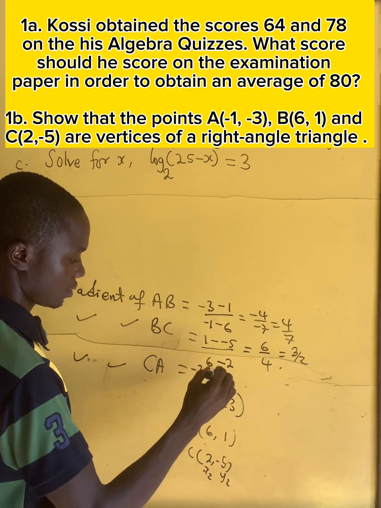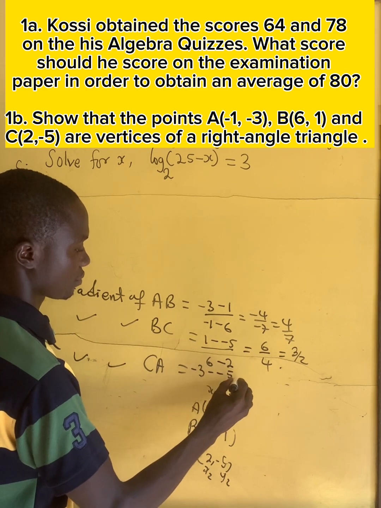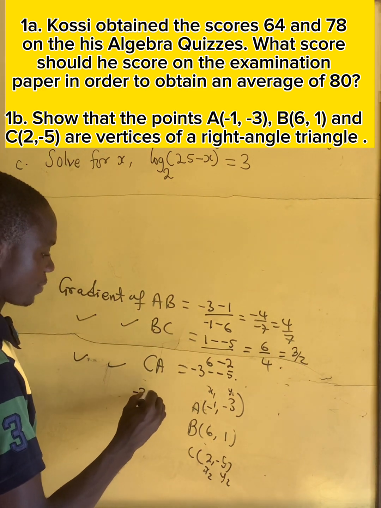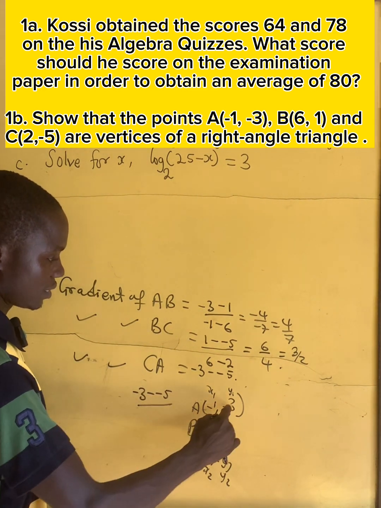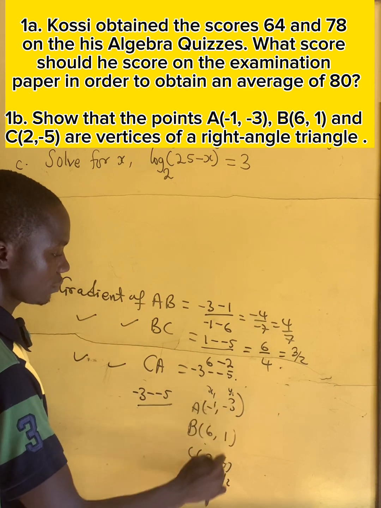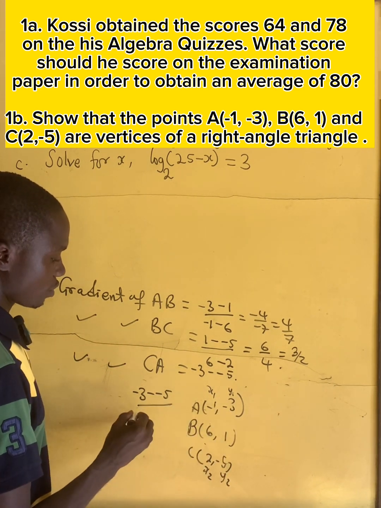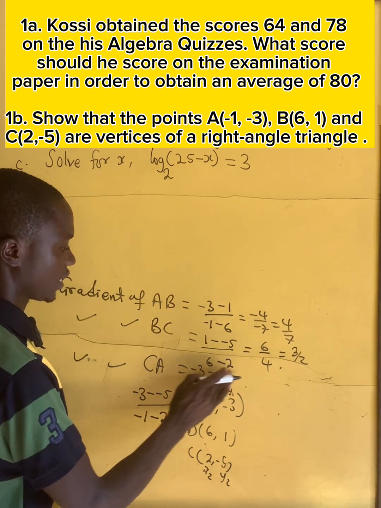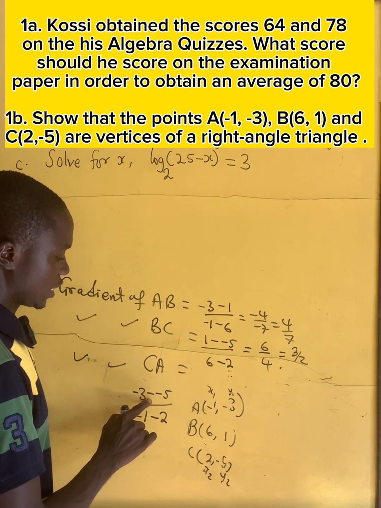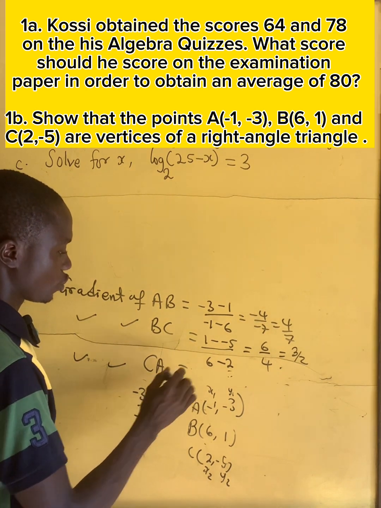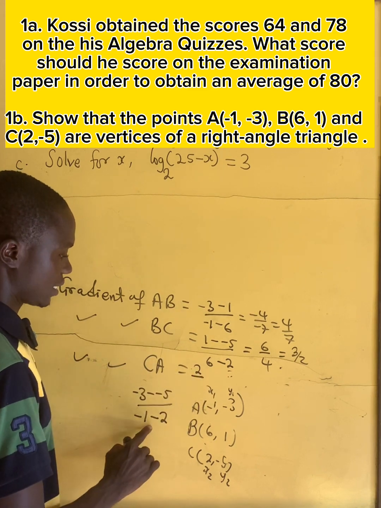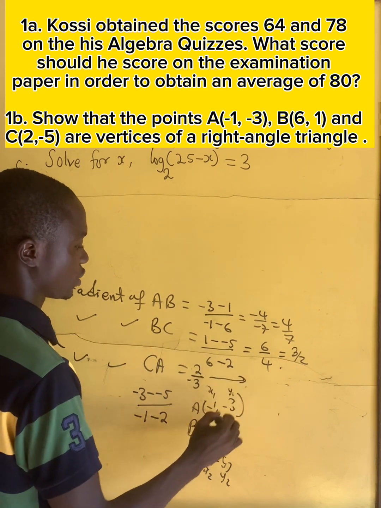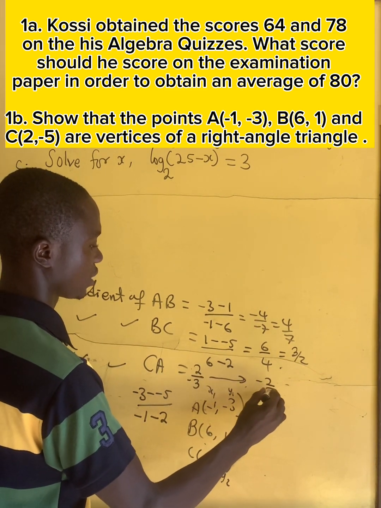Minus 3 minus 5. Oh, let me bring it here. Minus 3 minus 5, all divided by, that's my Y values. Then these are my X values: minus 1 minus 2. So I think this will give me negative, positive. So to give me positive 2 divided by negative 3. So the whole of this is going to be negative 2 on 3.